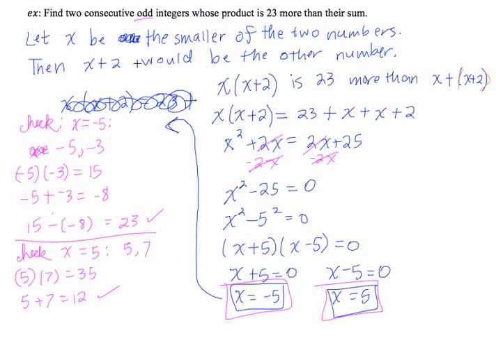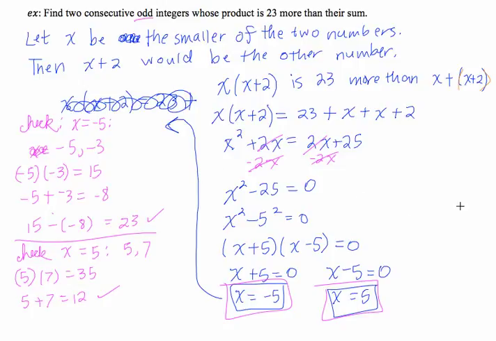Now we should still answer the question. The answer is not x equals -5 and x equals 5, because the problem doesn't say anything about x. So if your boss said find two consecutive odd integers and you told them x is -5 or 5, they're going to probably look at you and say, well, that doesn't make sense. What's x? And those aren't even consecutive odd integers.